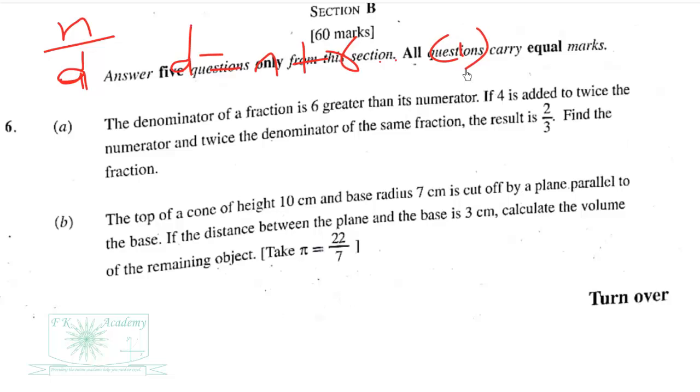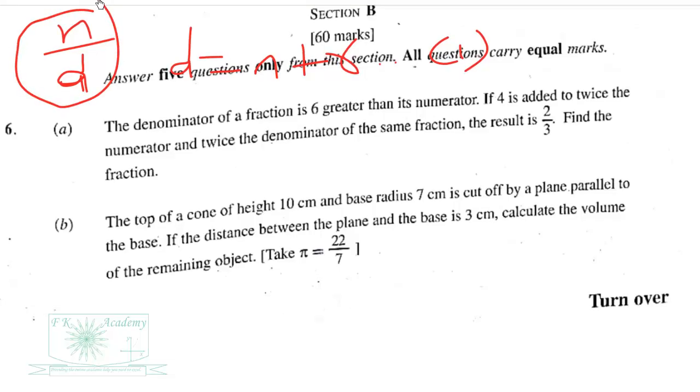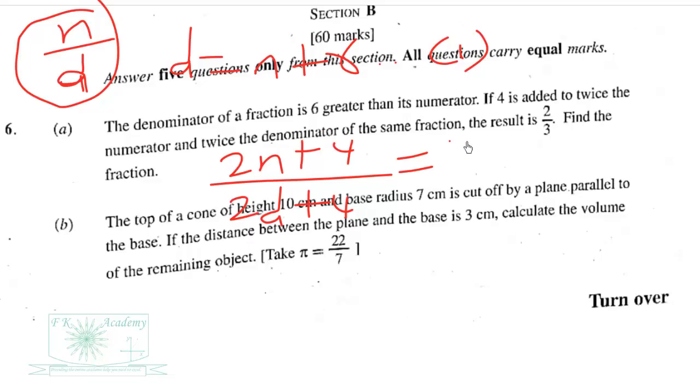And we're told that if 4 is added to twice the numerator and twice the denominator of the same fraction, the result is 2 over 3. So this is the numerator and this is the denominator. Twice the numerator, 4 is added, and twice the denominator, 4 is added. And the result is 2 over 3. So we need to find the fraction.